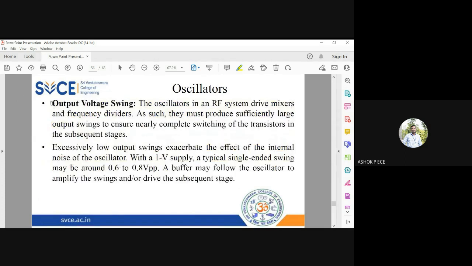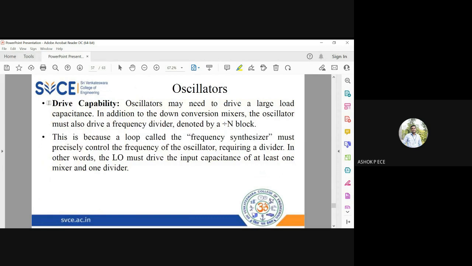Output voltage: what is the maximum peak to peak voltage provided by the oscillator? This is very, very important because if the oscillator is not strong, then the mixer will become very weak. Mostly if you are going to use a 1 volt supply, you will get 1 volt peak to peak in the oscillator output. So VCC will be available at the output as the peak to peak voltage. Then drive: how your oscillator can drive a large load, that is called drive capability.